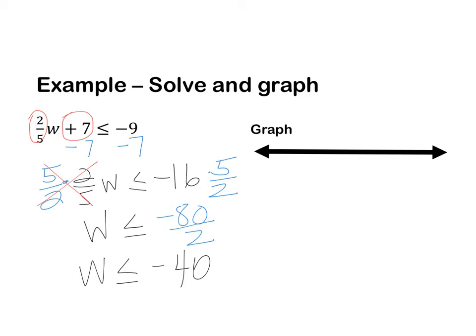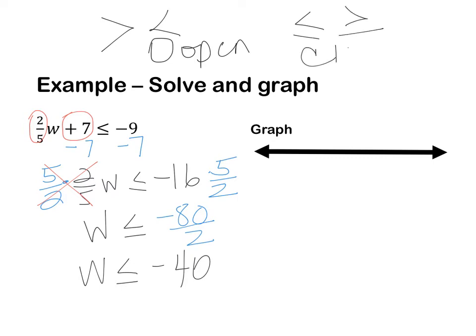So first thing I have to do is, you got to remember, whenever you have the greater than or less than symbol, you have an open dot. So this is open. And if you have the less than or equal to, or the greater than or equal to, it is a closed circle, and it looks sort of like this. You fill it in. So first of all, my starting point is my solution here, which is negative 40.